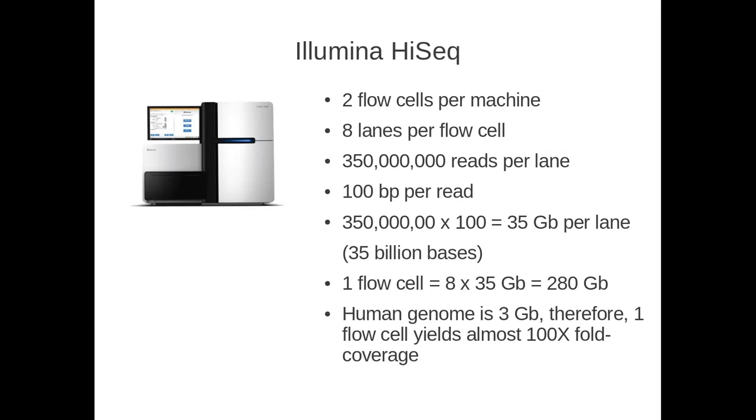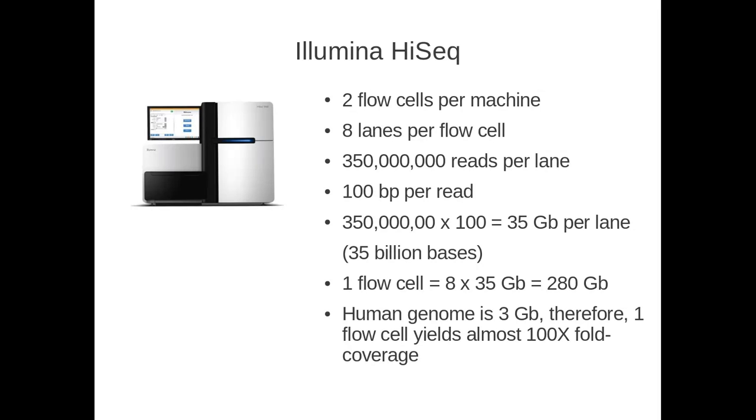So we have two flow cells. Once again, these are basically like a small glass slide, about the size that you would put under a microscope to look at a cell preparation. On each of these are what we call 8 lanes. In a typical run of the HiSeq on our own machine at NYU, we're getting about 350 million reads per lane. At 100 base pairs per read, you can do the math. That ends up being about 35 gigabases per lane, or 35 billion base pairs.